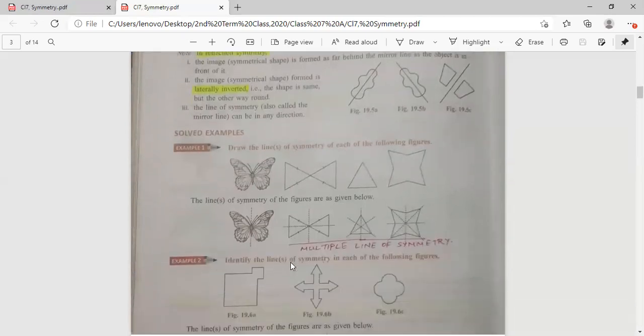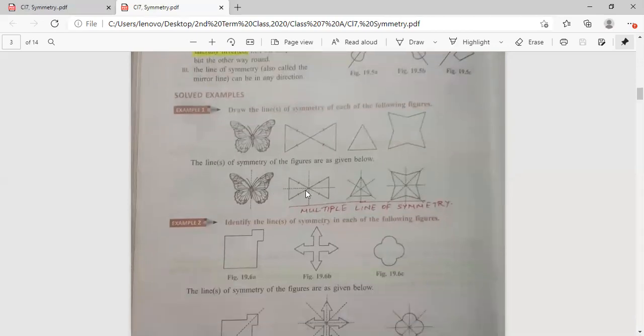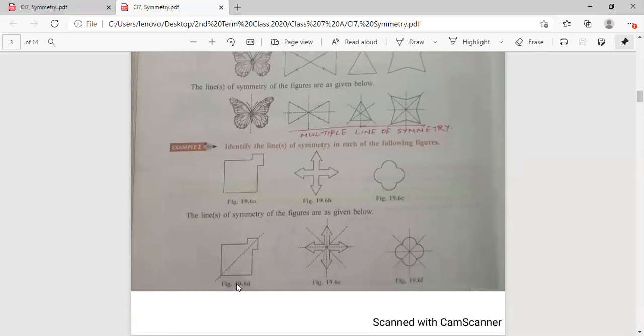So here are some examples of lines of symmetry. These are multiple lines of symmetry, that means more than one line of symmetry. Now here, if you are asked to draw the line of symmetry, how will you draw? Now in a square, we know it has 4 lines of symmetry. But this is neither a square nor a rectangle, but a little bit different from that. It has an extended part.